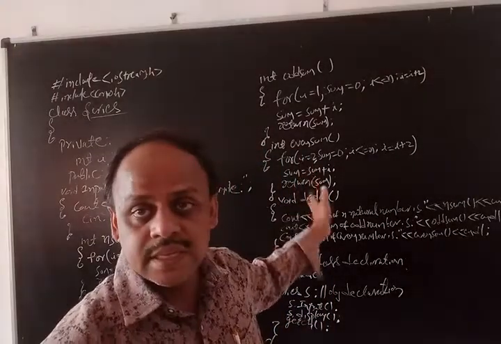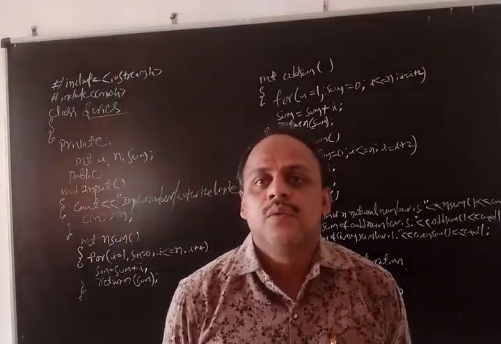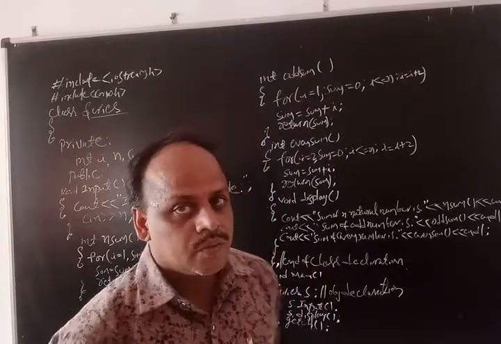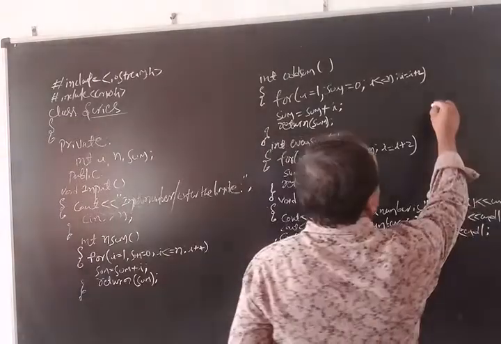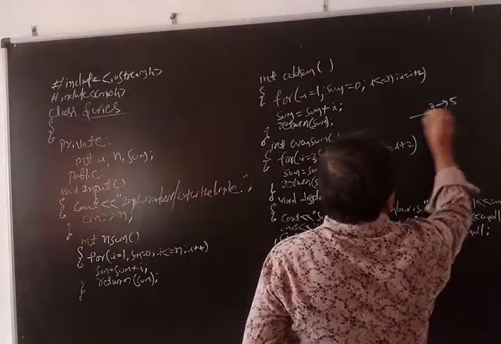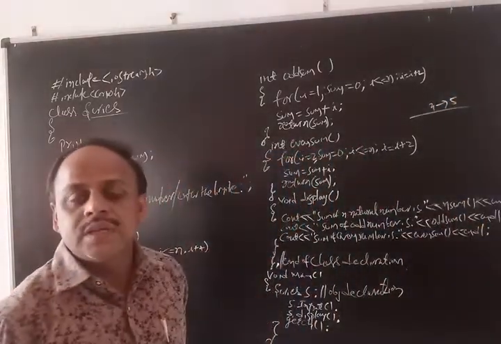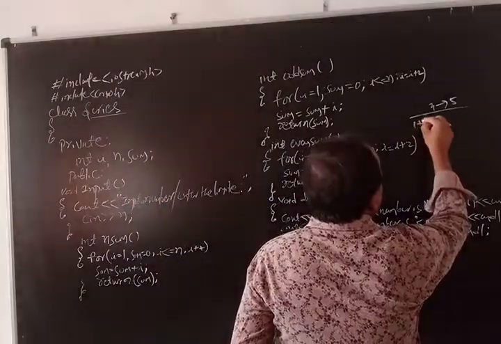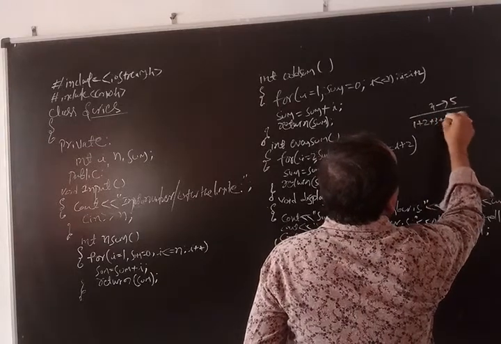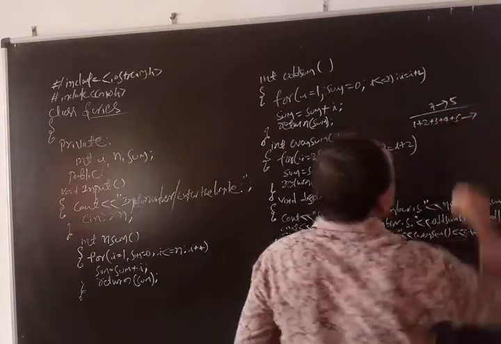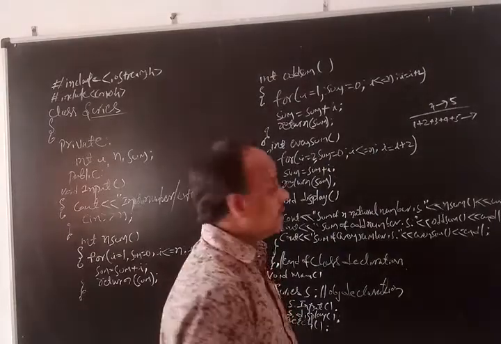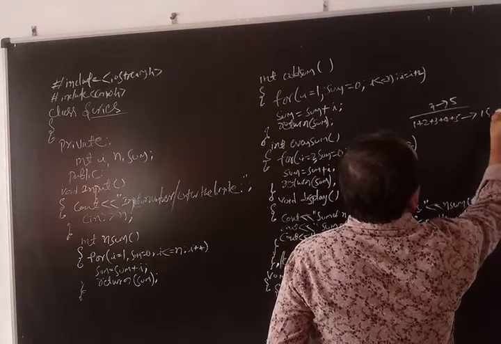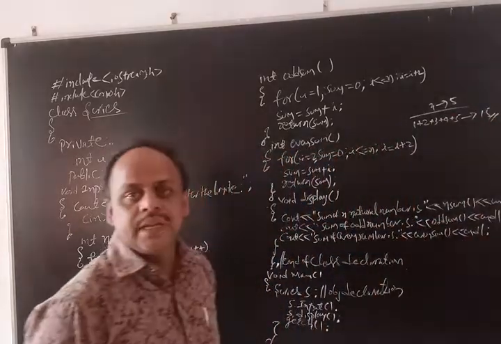So what are the given series? We have to find the sum of natural numbers. For example, if the limit n is 5, what is the sum of natural numbers? 1 plus 2 plus 3 plus 4 plus 5, that is 15. The sum of natural numbers is 15.